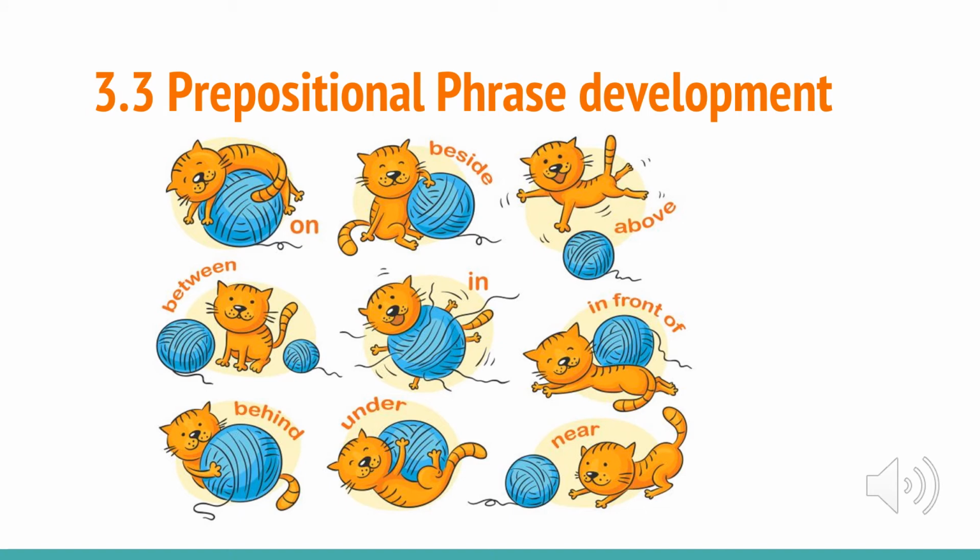Prepositional phrases are used to describe location or where things are spatially. The earliest prepositional phrases are "in" and "on." By age 3, kids are very comfortable using prepositions with 3 items. For example, "Mommy, put juice in my cup."